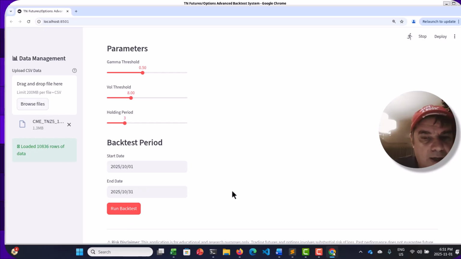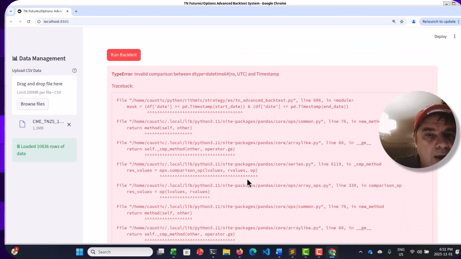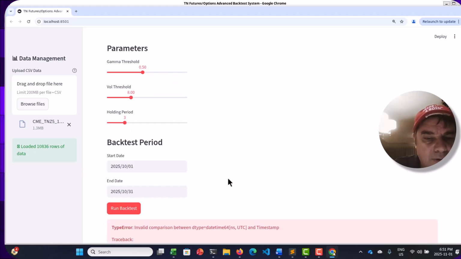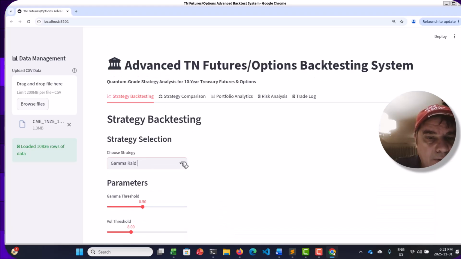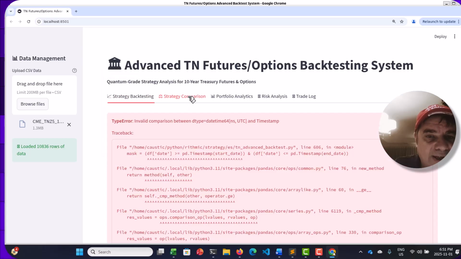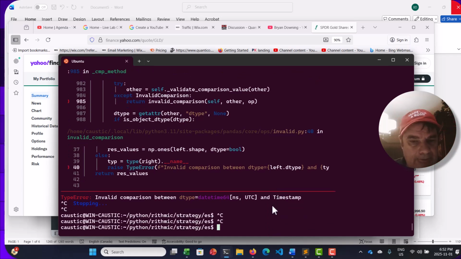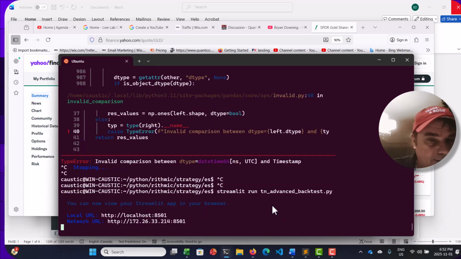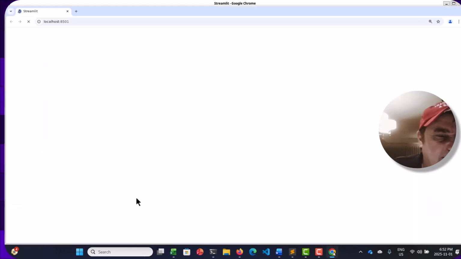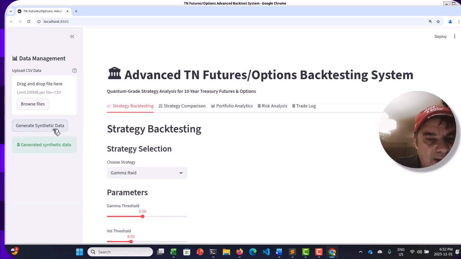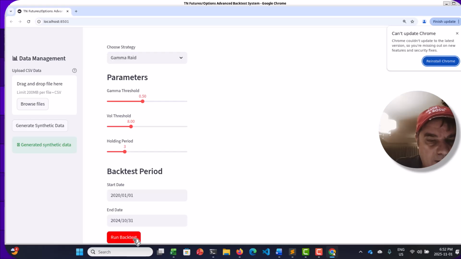So let's see how long it takes to load the data and do the back test. Oh, voila, we have an error. Let's see if I can still work with this. Nope, nope, nope. Okay, let me reload it and just do the sample data if that works. Or generate the synthetic, simulated data. So we'll just generate synthetic data. From the back test, will this work?